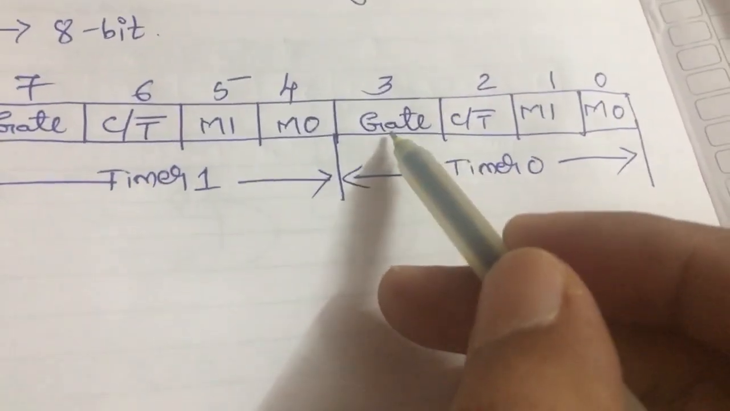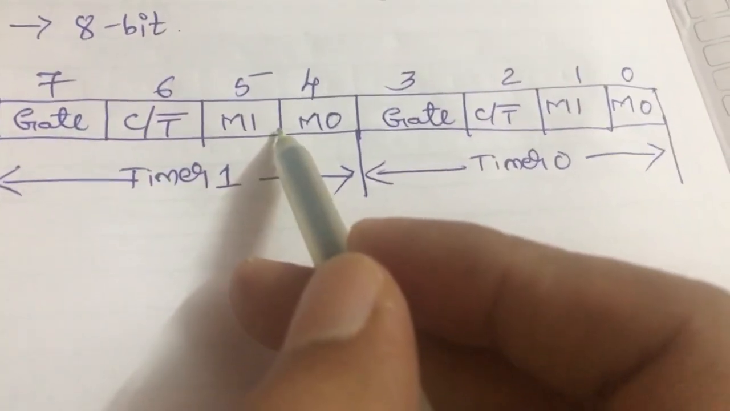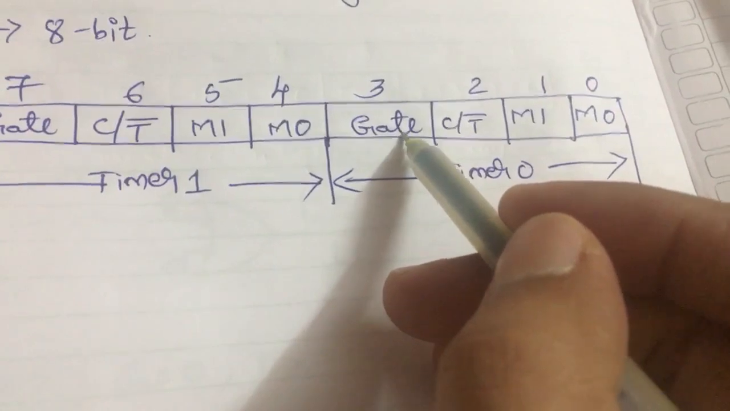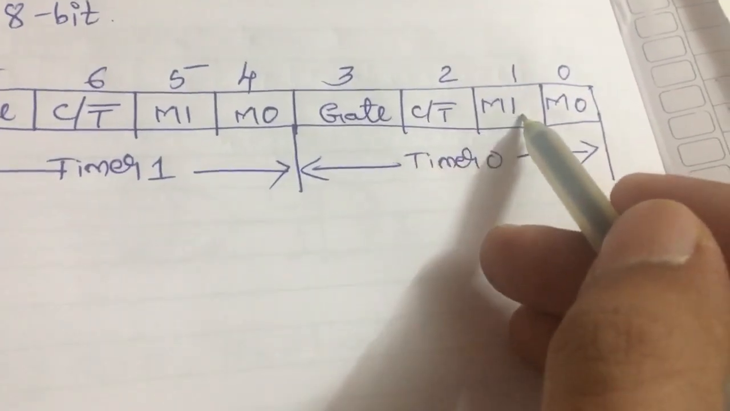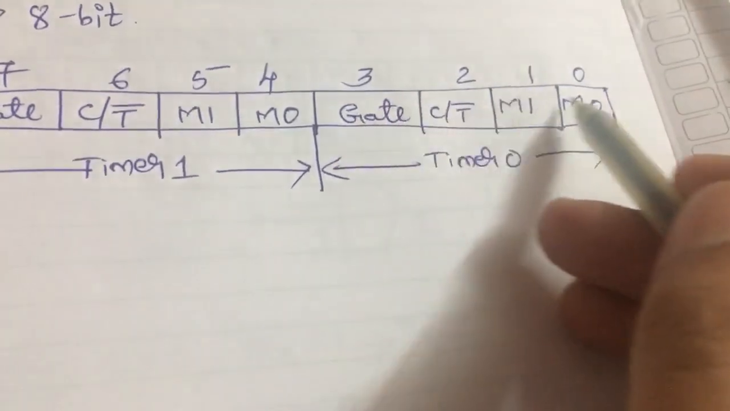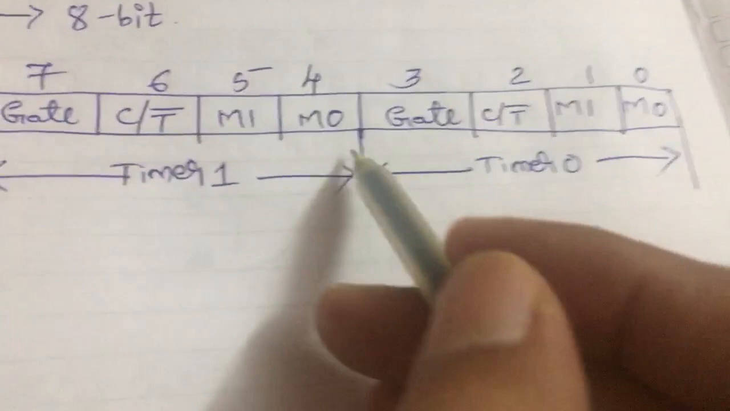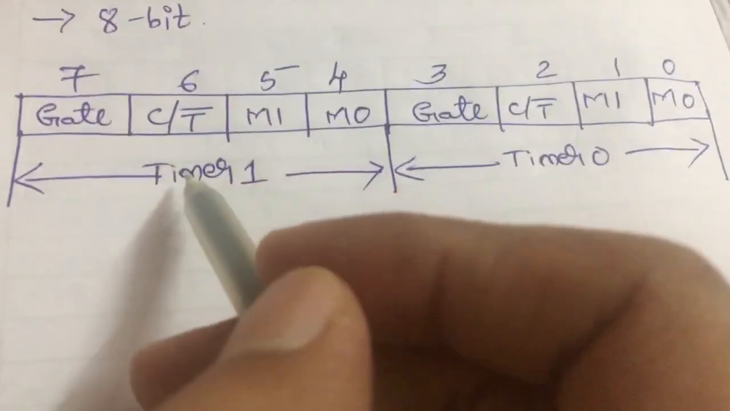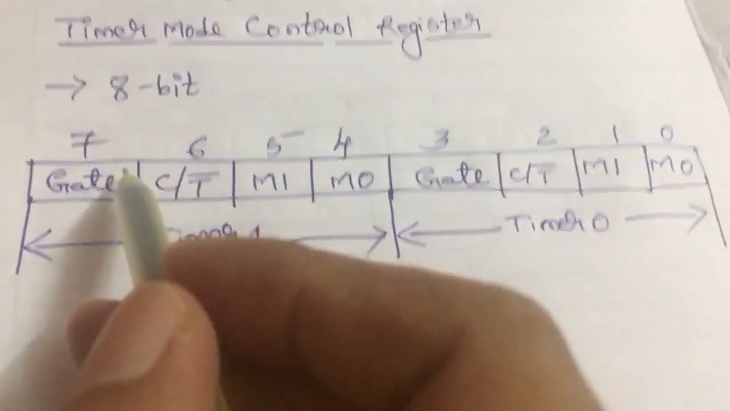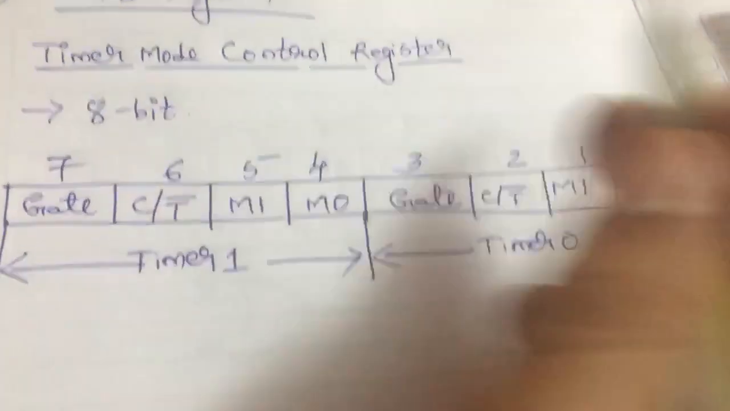The names of the timer 0 bits and the timer 1 bits are the same. So we need to see what is the meaning of GATE, what is the meaning of C/T bar, and what is the meaning of M1, M0. The lower 4 bits are with respect to timer 0, and the higher 4 bits are with respect to timer 1. This whole 8-bit register is called the timer mode control register, that is the TMOD register.